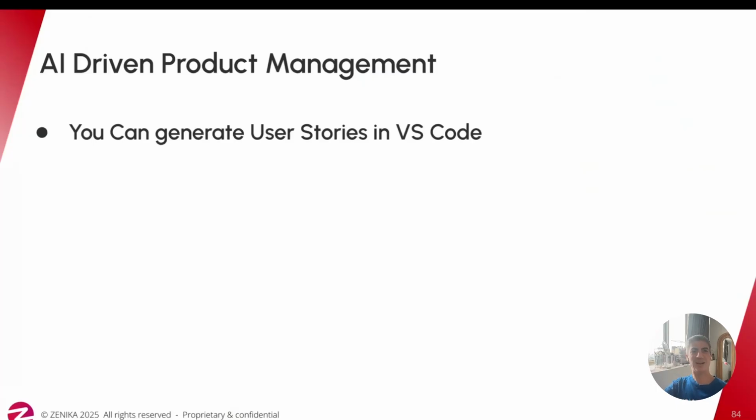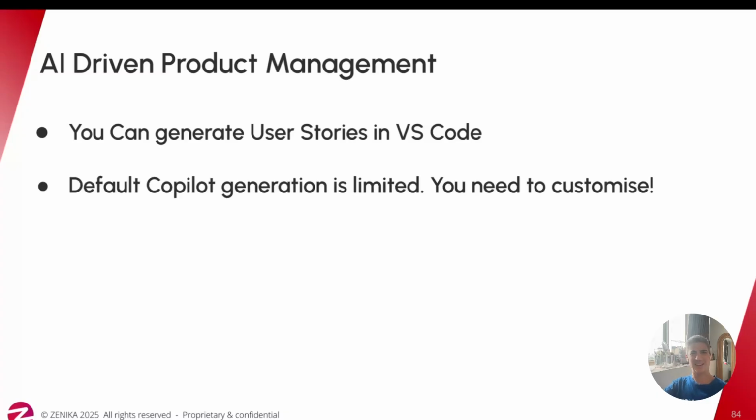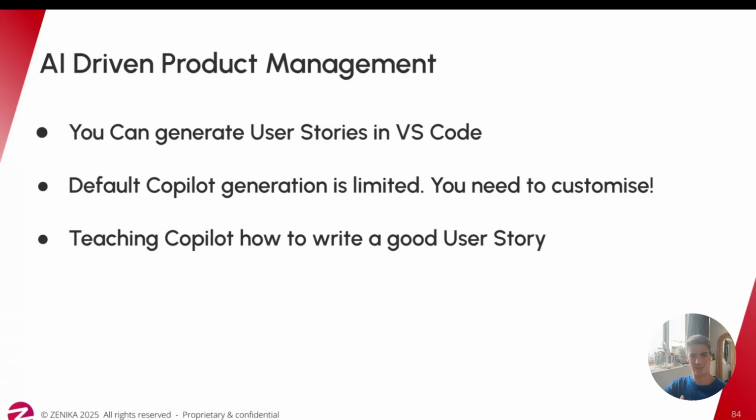First, we will see how you can generate user stories in VS Code. We can see more and more product managers using VS Code to generate user stories, so we'll see how this can be done. And then we will see that, as usual, using the default context in GitHub Copilot is limited, so we will see how we can customize. We will then teach Copilot how to write a good user story.